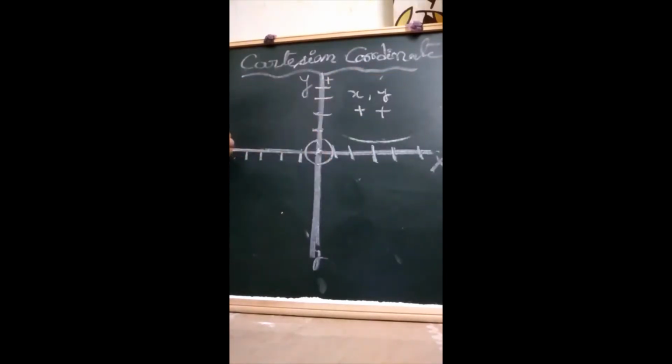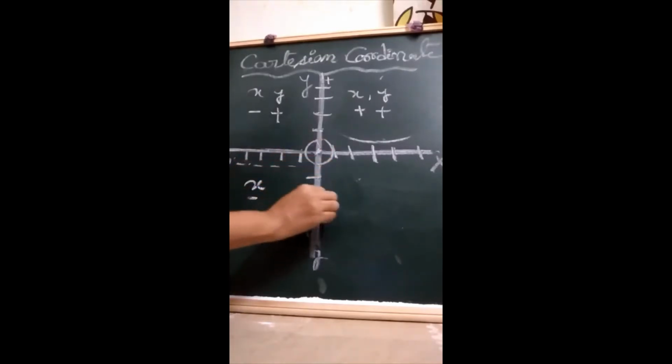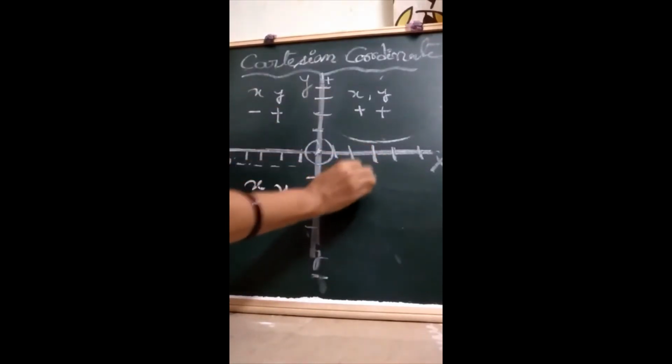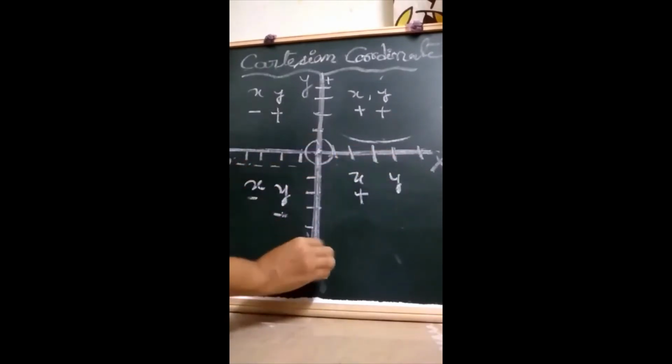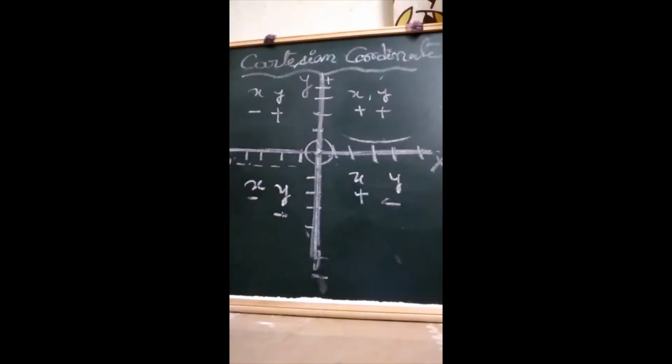In this zone, x value is negative and y value is positive. And in this zone, x value is negative and y is also negative, so both are negative. And in the last zone, x is positive and y is negative. According to the Cartesian coordinate system, the total coordinate system is divided into 4 segments.